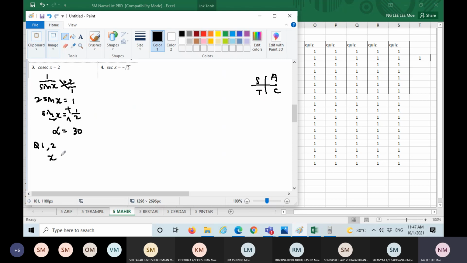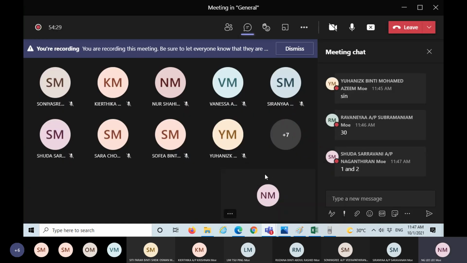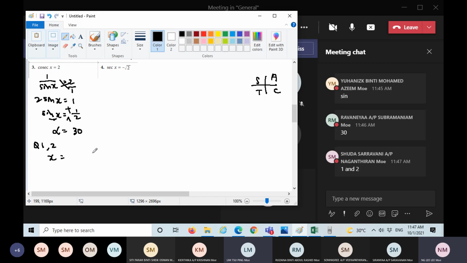Can you tell me what is the x? 30 and 150. How do you get 150? May I know? 180 minus 30. 180 minus the alpha, which is 30. Okay, so in the second quadrant, you have to use 180 minus alpha. So these two are the answer. Okay, very good. Now we go to number 4.